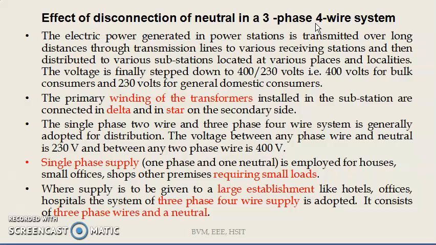Okay, so in a three-phase four-wire system, you have three wires, that's three lines, and the fourth wire is nothing but your neutral. Okay, I will show you a single line diagram here.